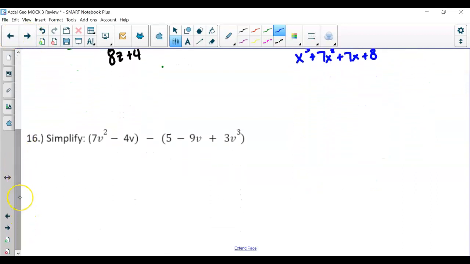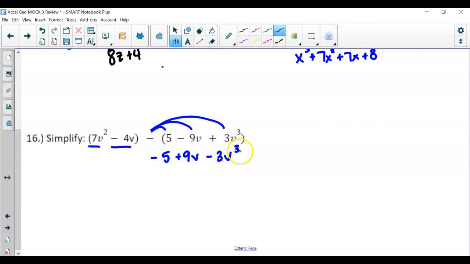Then question 16, this is just good old making sure we're good to go with our subtraction. So remember, when subtracting, we need to distribute the negative. So we are going to combine 7v squared minus 4v minus 5 plus 9v minus 3v cubed. Now, our answer needs to be in standard form. So v cubed or negative 3v cubed.